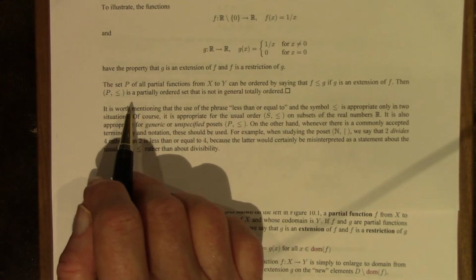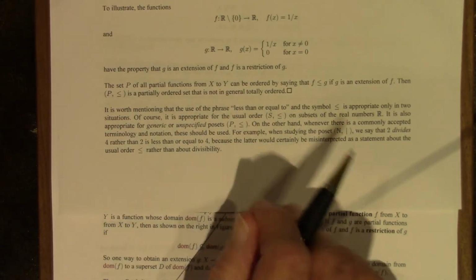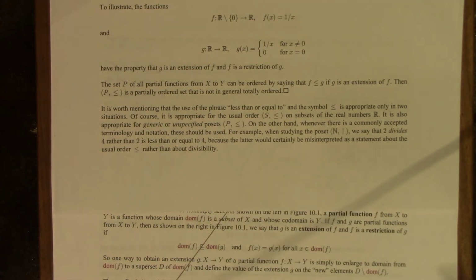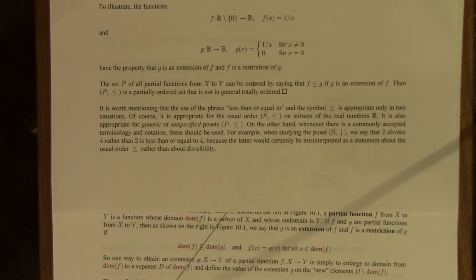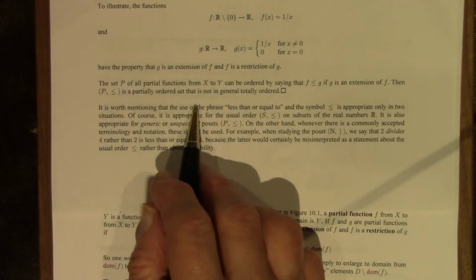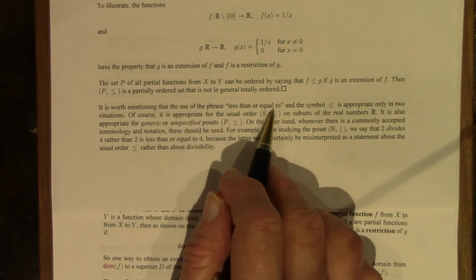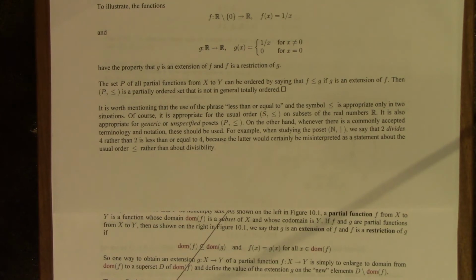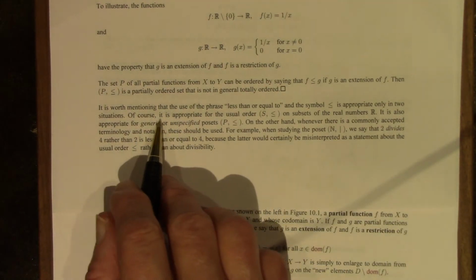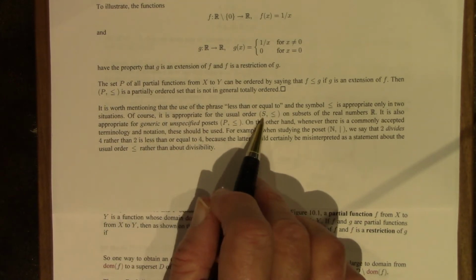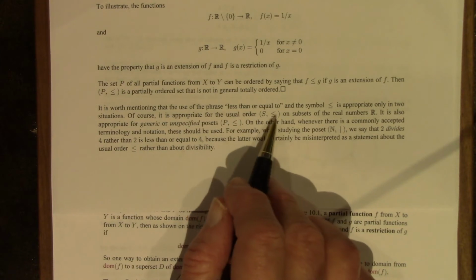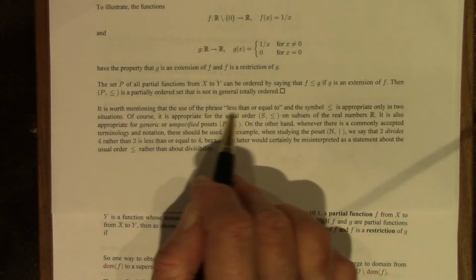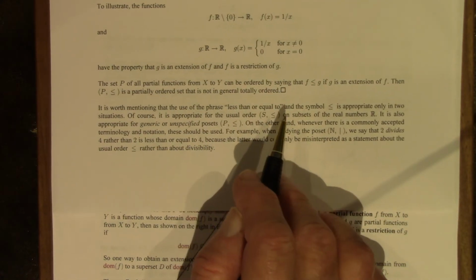Let me try to make it very clear about the terminology here. It's going to take a little time to get used to it. When you borrow specific terminology in general and apply it to more general situations, it can be a little bit confusing at first. The use of the phrase "less than or equal to" and this symbol is appropriate in really only two situations. Of course, it's appropriate when the underlying set is a set of real numbers, and the order is the usual order. That's where these notations came from, and this language, less than or equal to. So it's still appropriate in those situations.